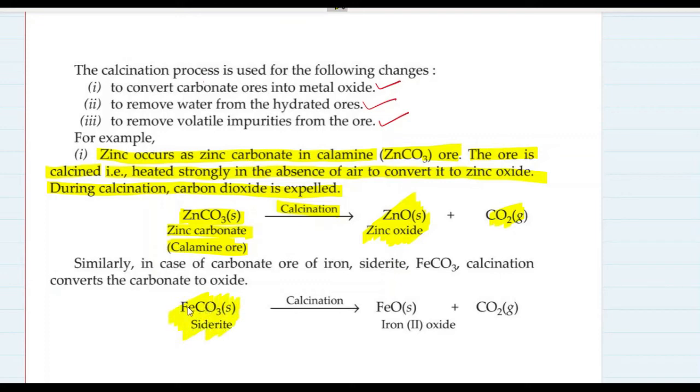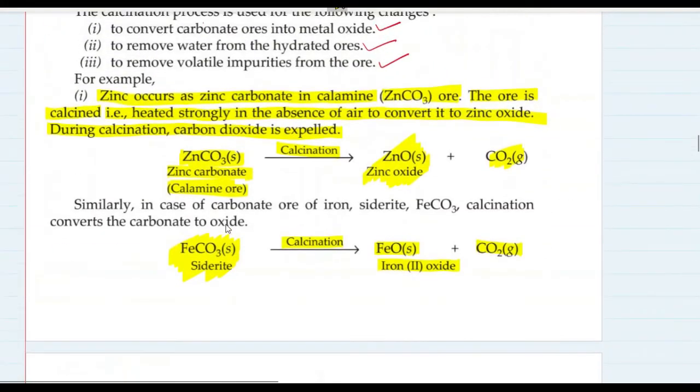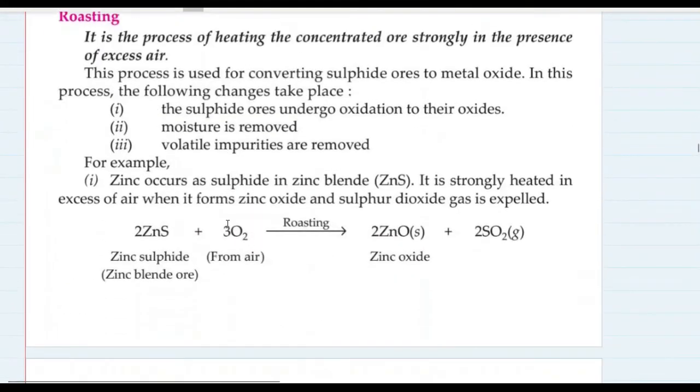Similarly, siderite or iron carbonate, ferrous carbonate, you can call it, that is also subjected to calcination to get converted into iron 2 oxide, and carbon dioxide is expelled. So heating in the absence of air. Heating in the absence of air is calcination. Okay, calcination is generally done on carbonate ores. Roasting is generally done on sulfide ores. So we are talking about roasting now.